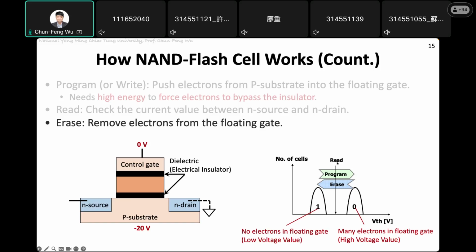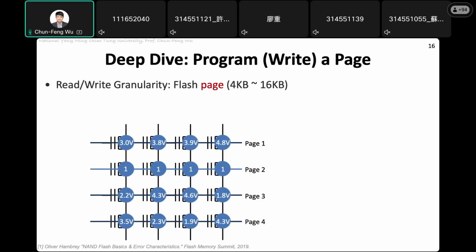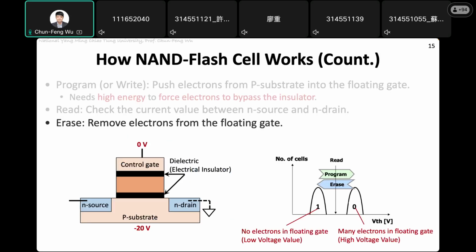Okay, and the reverse way is to do the erase, because erase is going to drag off the electrons from the NAND flash cells. Then you will go back to bit 1. Okay, so this is how program and erase work on the NAND flash. Okay, but I think this is not realistic enough because this is only 1 bit, right? So I think you will be more curious about what happens if there are more bits.